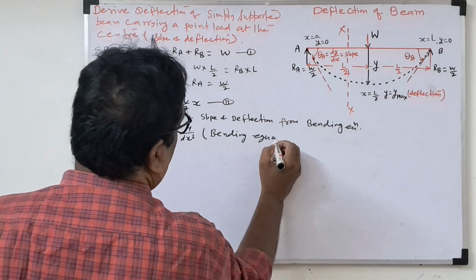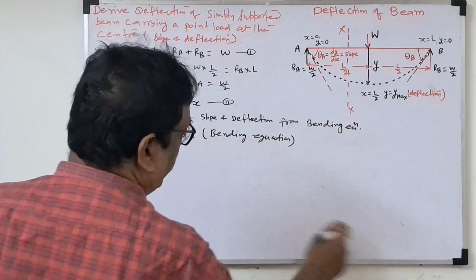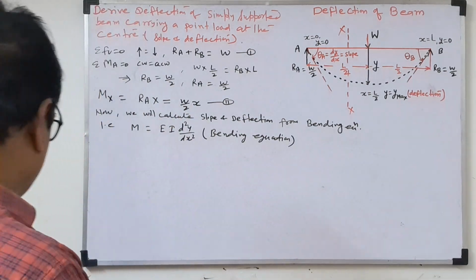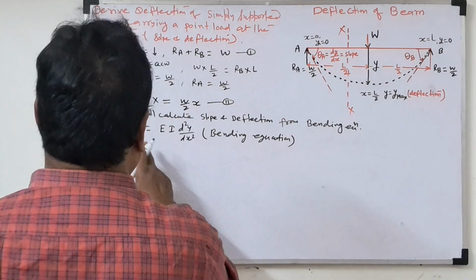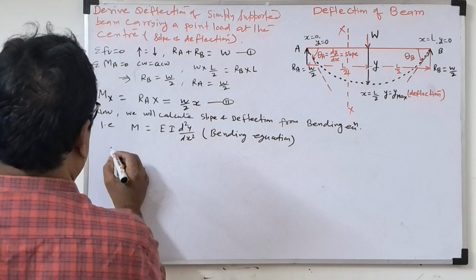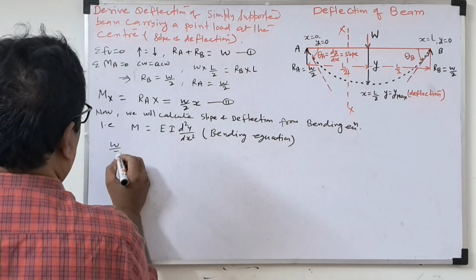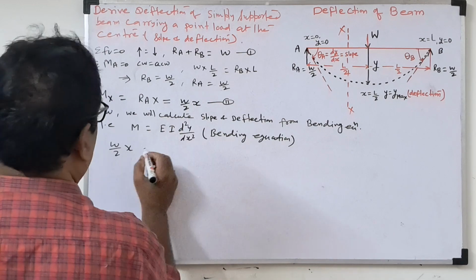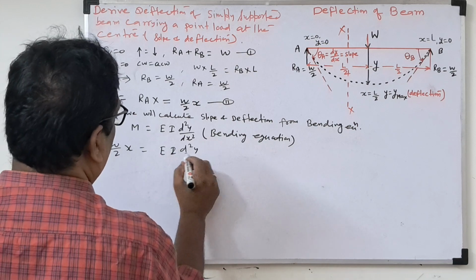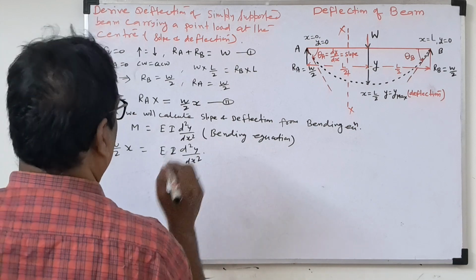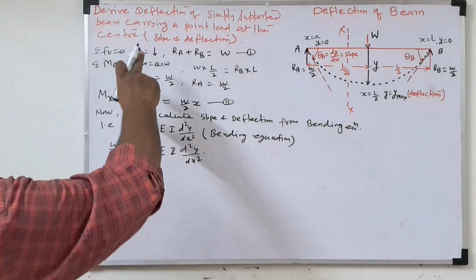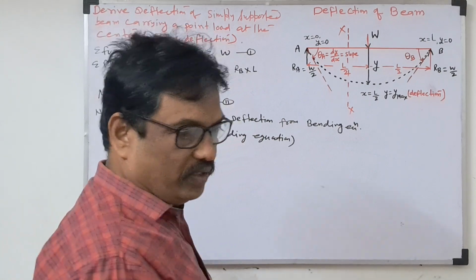This bending equation is required for this derivation. So we wrote the bending equation. Now M is equal to this. What is it? W by 2 x. Substitute here: M is equal to W by 2 x equal to EI d square y by dx square. This is called the double integration method also. We are finding the slope and deflection by the double integration method.